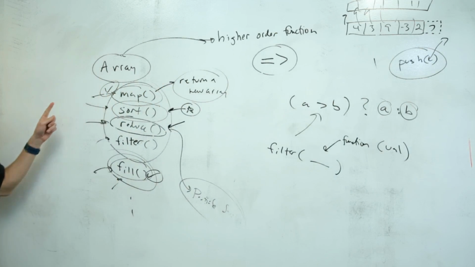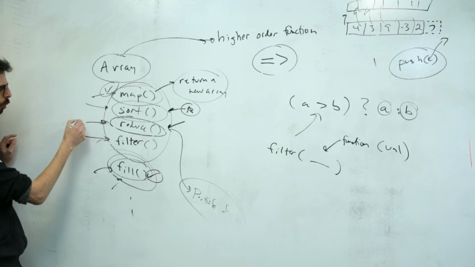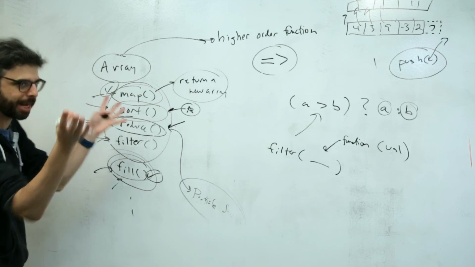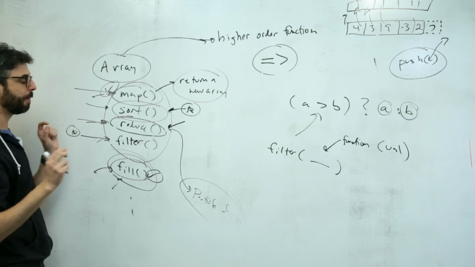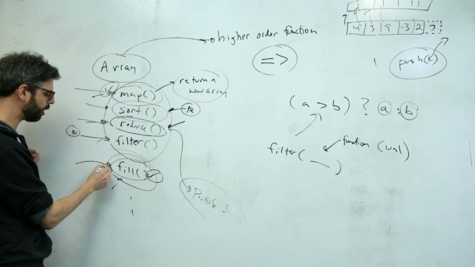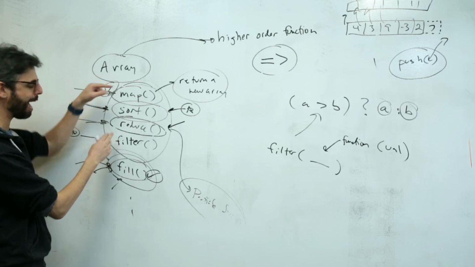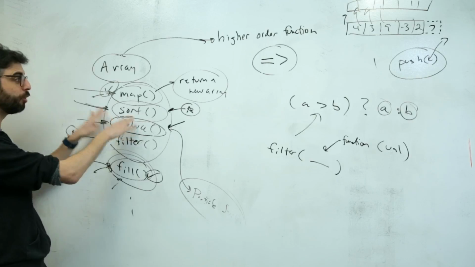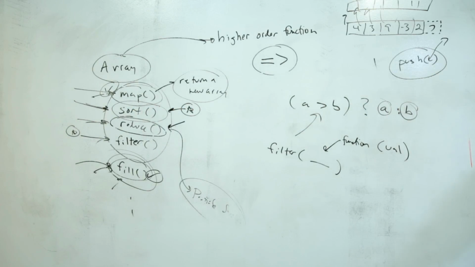So far in looking at these, filter makes a new array. Reduce doesn't make an array. It reduces things down to a single value. It could make an array, but that's a special case. Reduce and map make a new array. Fill fills an existing array, and filter and map, new array. Fill and sort act on an existing array. Reduce is a special case. So that's kind of an important distinction between all of these.